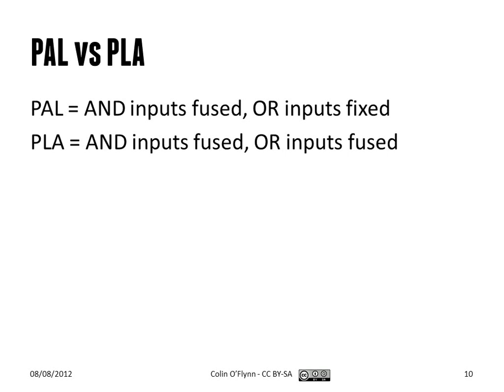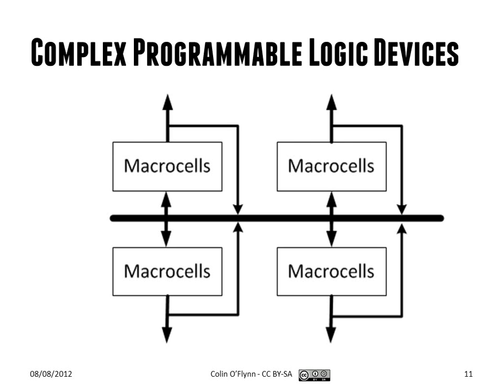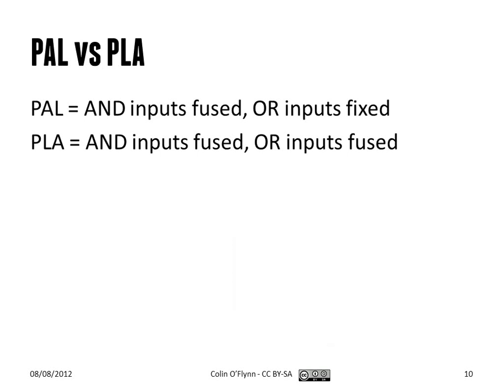In a PAL, the OR inputs are fixed. You have, you know, four OR inputs. In a PLA, the OR inputs are fused. Fused means you can change them. So that's something you'll probably never use in your life.